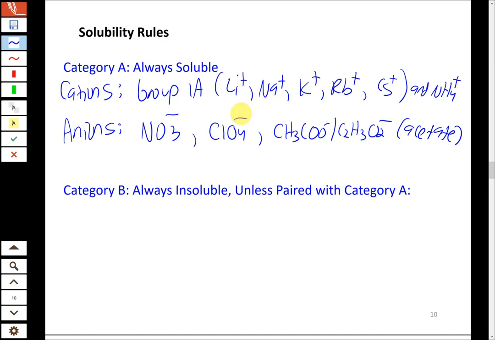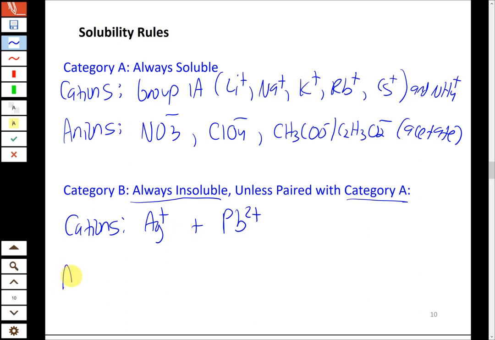And then there's another category, which would be cations and anions where their salts are always insoluble unless they're paired with one of those in category A. So the two classic cations that fall into this category are silver plus and lead 2+. Okay, so every silver plus salt and every lead 2+ salt is insoluble unless the anion is NO3-, ClO4-, or acetate. So again, if it's paired with one of these anions, it will be soluble, but if it's paired with any other anion, these will be insoluble in whatever compound they form.